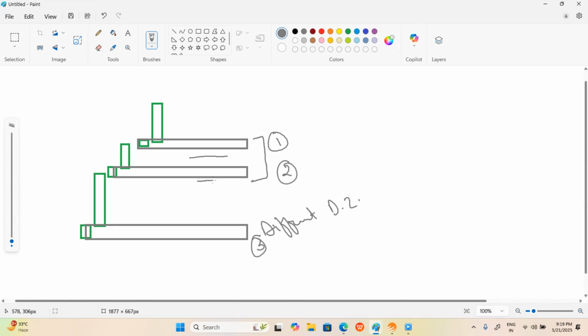Suppose demand zone number 1 has breached any of the supply zones that were there previously. Suppose there was a supply zone there previously and it has been breached by the upper demand zone, demand zone number 1. So the entry with demand zone number 1 is also valid. Please note it down. If demand zone number 1 has breached one of the supply zones and has given a closing above that supply zone, then entry at demand zone number 1 is also valid.